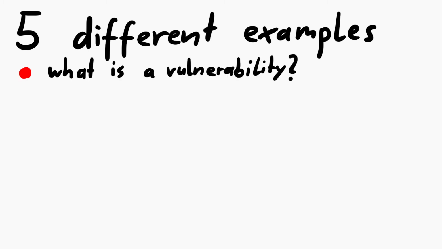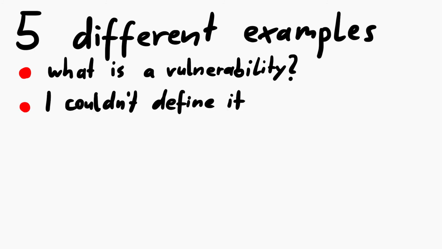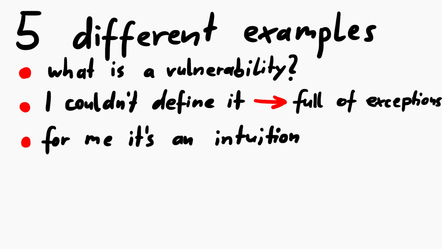So now we had 5 different examples that all have something weird about them. I hope they really help you think about what a vulnerability is and how hard it is to define what that means. I don't think I have a clear definition, and if I would try to come up with one, I would find exceptions and contradictions easily. For me, it's actually mostly intuitive and a feeling. I think I know when something is a vulnerability, and I know when it's not.